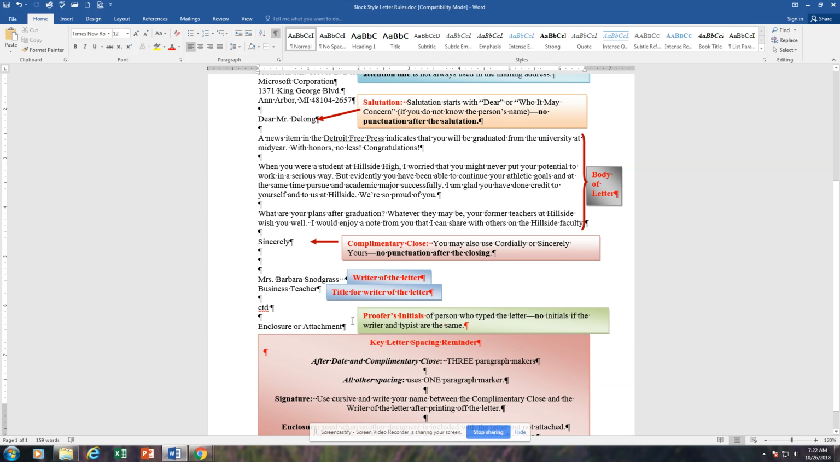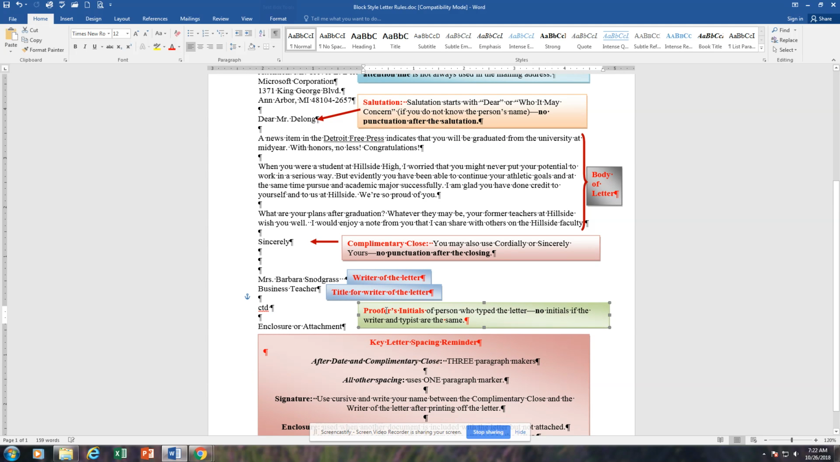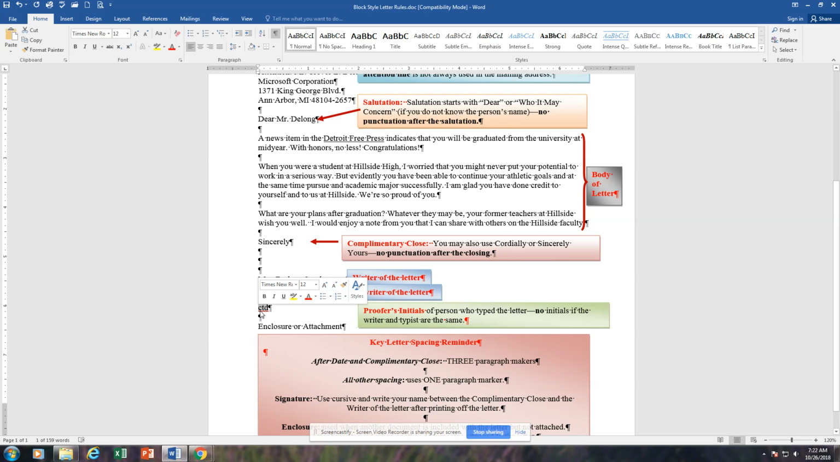Now, what are proofers' initials? I'll move this up a little bit. Proofers' initials are the person who typed the letter, but it's not Barbara Snodgrass. It's probably her secretary. So CTD refers to the person who actually typed up the letter. So in this case, the proofer's initials are put in lowercase. They're not capitalized. There's no periods, right? But if Mrs. Barbara Snodgrass actually typed up this letter, you would not put in your proofer's initials. It's assumed, if there's no proofer's initials, that you typed up your own letter.